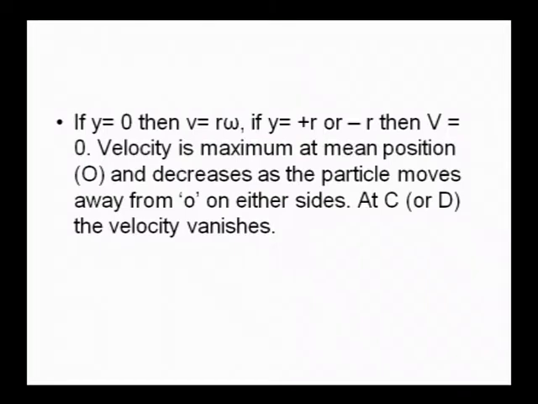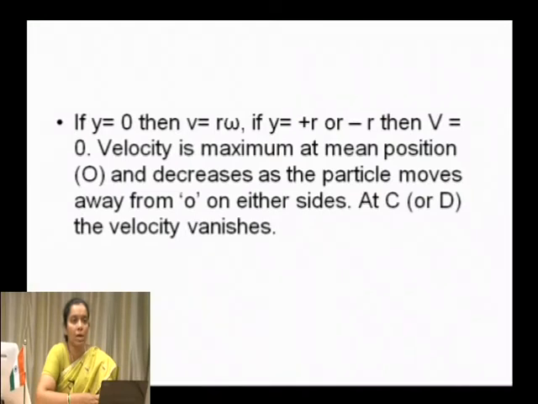Now, in this equation, if we put y is equal to 0, then v is equal to R omega. If we put y is equal to plus or minus R, then v is equal to 0. So, velocity is maximum at the mean position O and decreases as the particle moves away from O on either side. So, at C or D, the velocity vanishes.